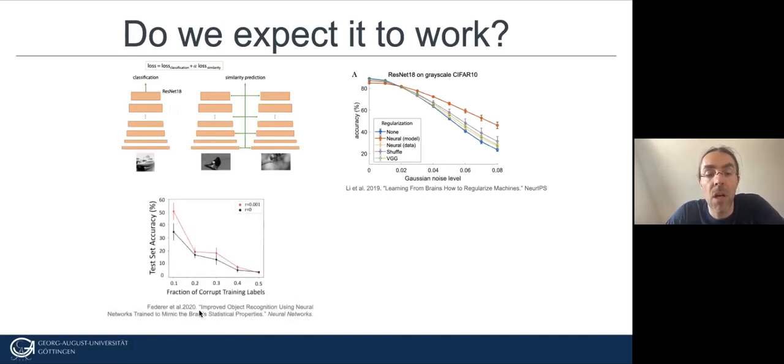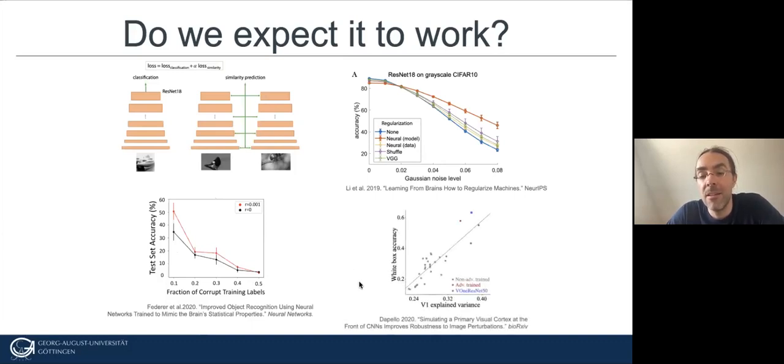Shortly after that, there was another work by Federer et al., who basically used the same idea only on monkey data, and showed that you get some kind of improved robustness to label noise and some other advantages by representation matching between brain data and networks. And there is work by a group around Di Carlo, in this case D'Apello et al. in 2020, who showed that if you make a network more robust against distortions, then you can also predict neural activity better. So in a way, it's the other way around. They make it more robust and predict neural activity better. We want to predict neural activity and want to make it more robust.